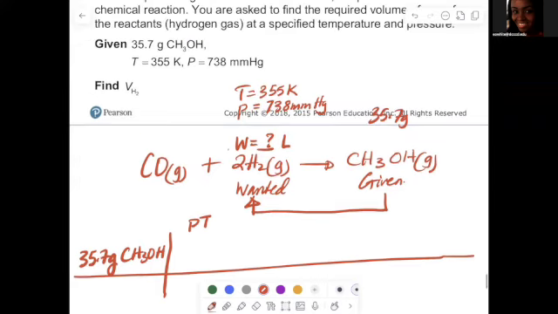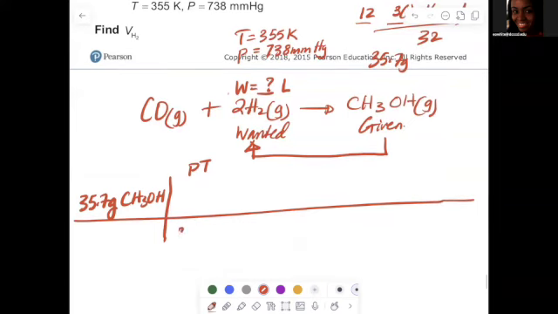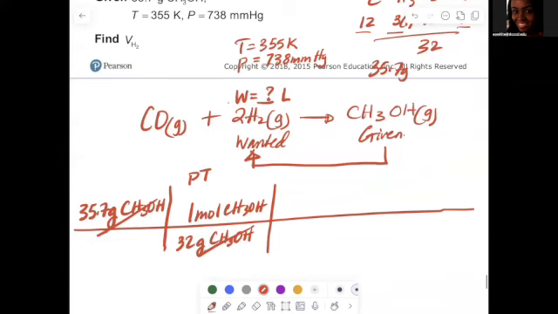So what is the molar mass of CH3OH? C is 12, H is 1, O is 16. This is going to be 3 times 1, and this is going to be 12. So let's see, this and this is 15, and then 16. So we have 32, right? Okay. 32 grams of CH3OH, 1 mole CH3OH. And then what comes next is not molar mass, it's the mole to mole ratio.